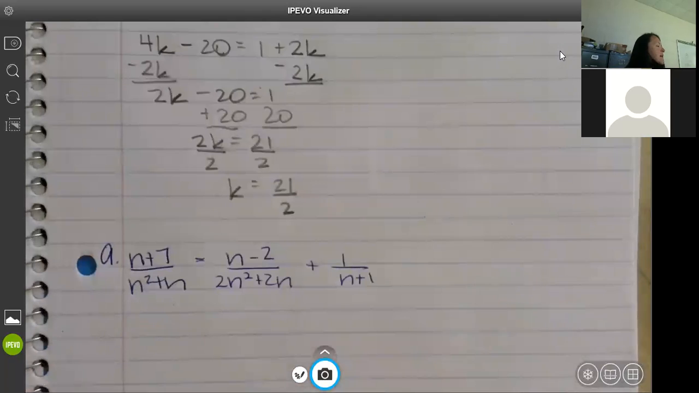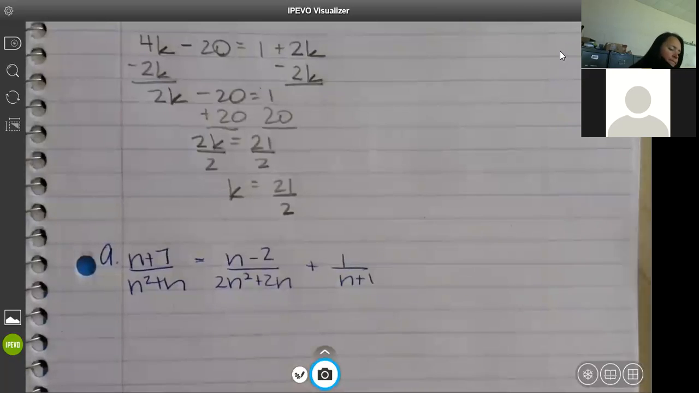Here's our second problem. It's actually number 9. Just giving you a chance to write it down, and then we'll get started.